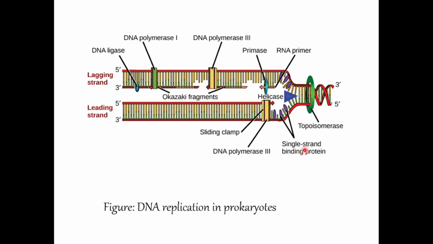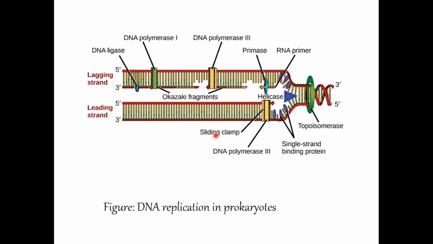Then single-stranded binding protein binds each strand, so it is never coiled again. It never twists again. That is the role of single-strand binding protein. Topoisomerase removes supercoiling. It makes it loose by making temporary nicks.